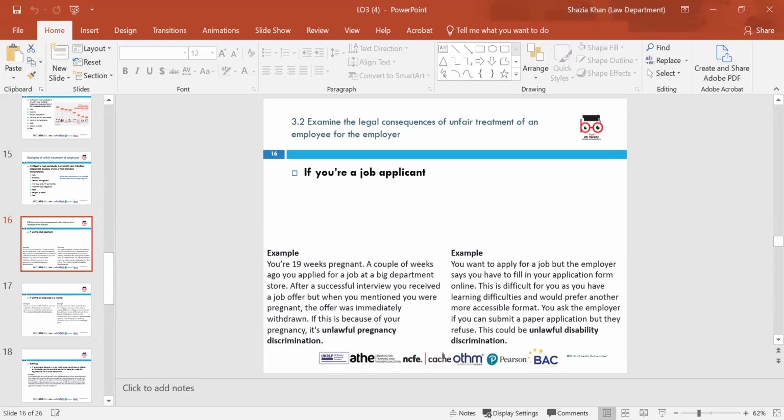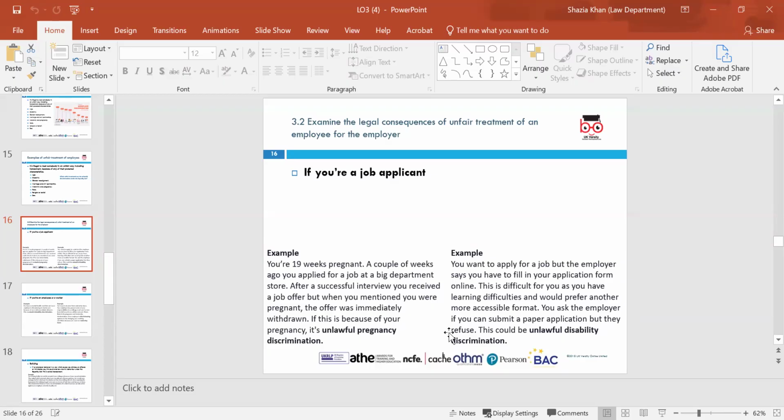Unfair treatment can rear its head in various scenarios. For the overall well-being of an employee, it's important that you recognize where unfair treatment at work is happening. And there are some scenarios here. For example, you're 19 weeks pregnant. A couple of weeks ago, you applied for a job at a big department store. After a successful interview, you received a job offer, but when you mentioned you were pregnant, the offer was immediately withdrawn. If this is because of your pregnancy, it's unlawful pregnancy discrimination.